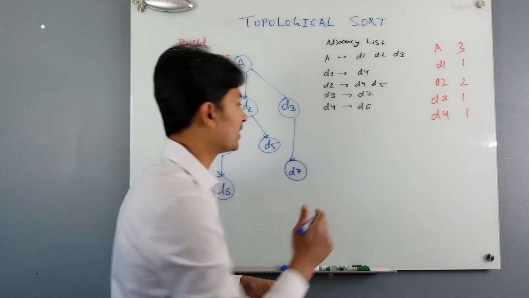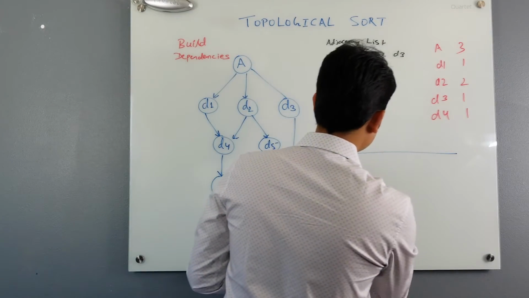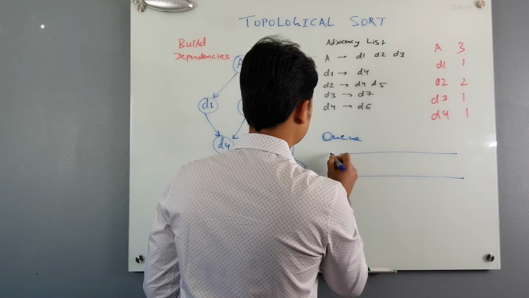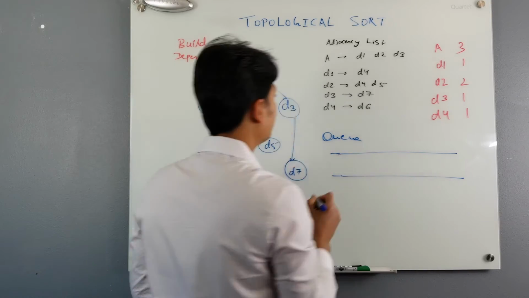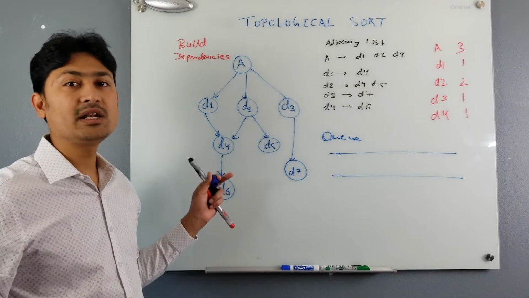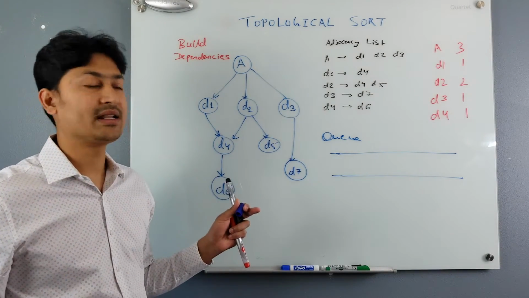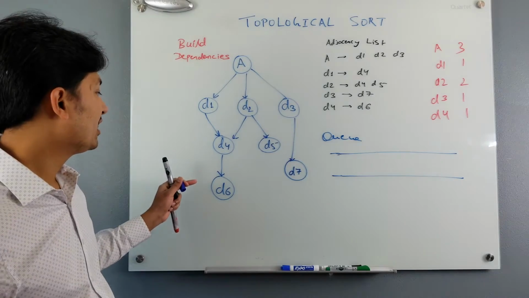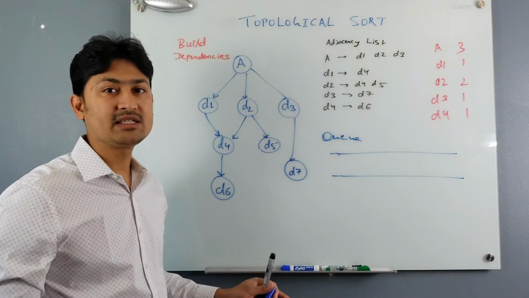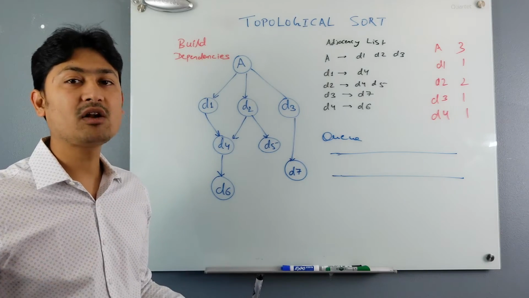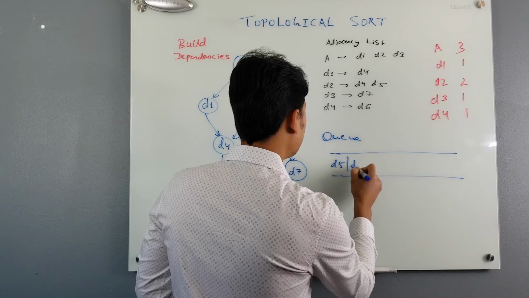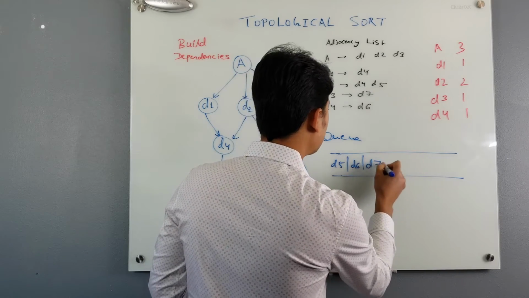So we'll start with a queue. So suppose this is our queue. So first what we do, we will process all the dependencies which have no dependencies. So here in our case, you will see D5, D6, D7 do not have any dependencies and can be processed in parallel or simultaneously. So you insert D5, D6, D7 into the queue.